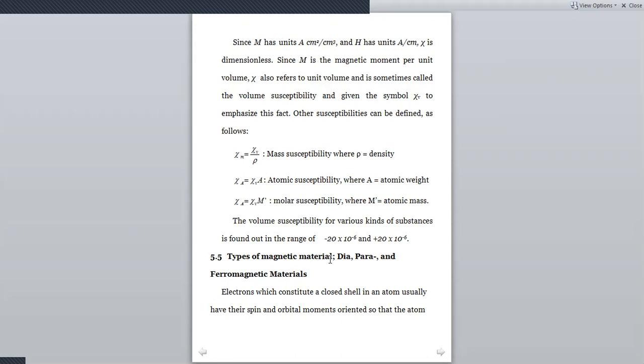Sometimes you may be asked to differentiate between dia, para, and ferromagnetic materials in your university exams.